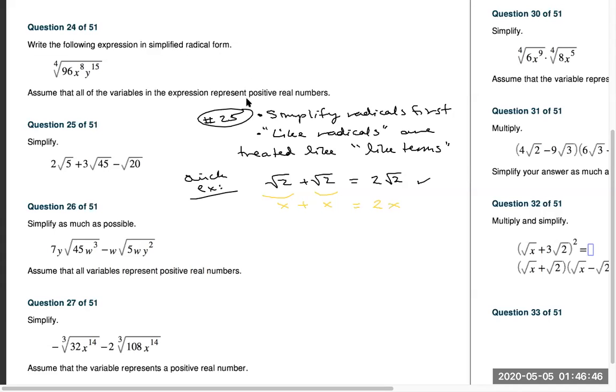But if I have, let's see, second quick example. If I have root 3 plus root 2, these are not like radicals. This would be like adding an x and a y. Okay. Go ahead and take a picture of that if you need to.